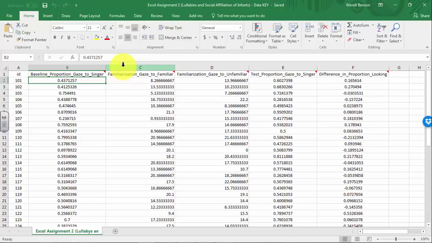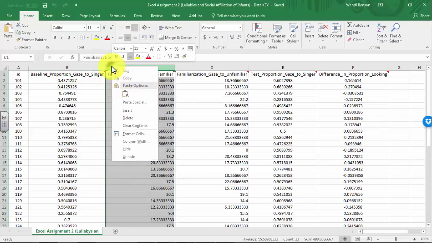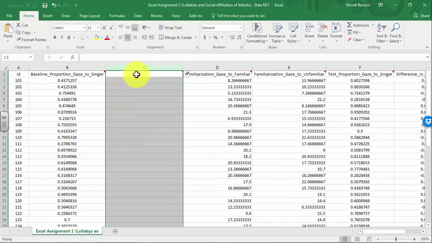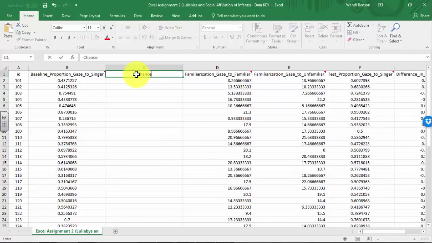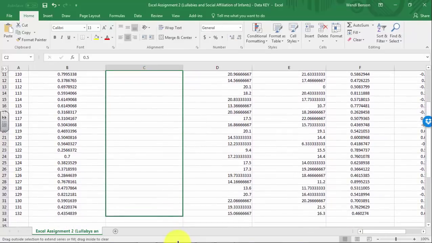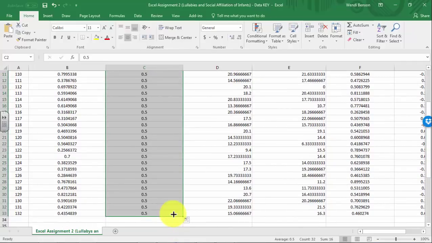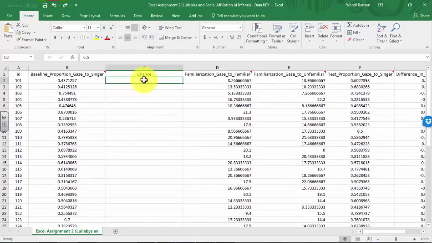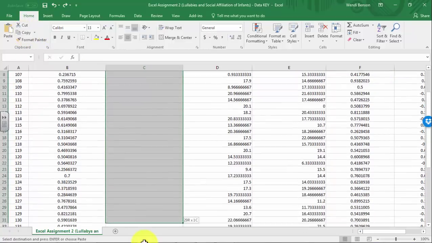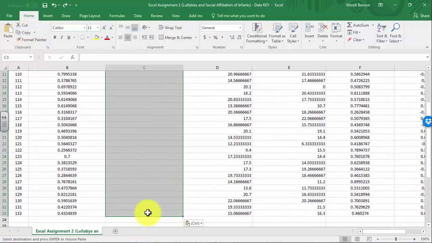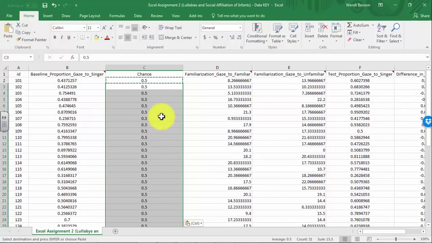So first we have to create a chance column. So we're going to right click here on C, hit insert, and just type in chance. And chance is going to be 0.5. Now I'm just going to drag that down. Click on it, go to the bottom right corner, see the little plus sign, click and drag down, and it should fill it in. If that doesn't work, you can also click on it, Control C to copy, or click copy. Highlight all these values, hit Control and V to paste, or just hit paste right here.